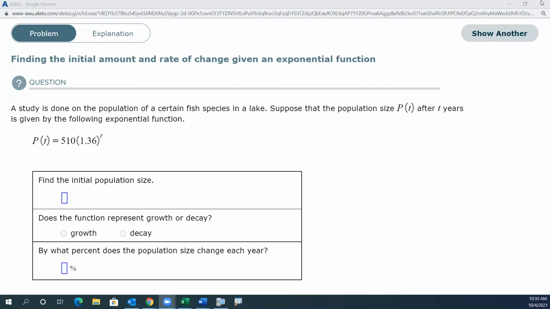All right, let's see what we got. A study is done on the population of a certain fish species in a lake. Suppose the population, P of t, after t years, is given by this function.